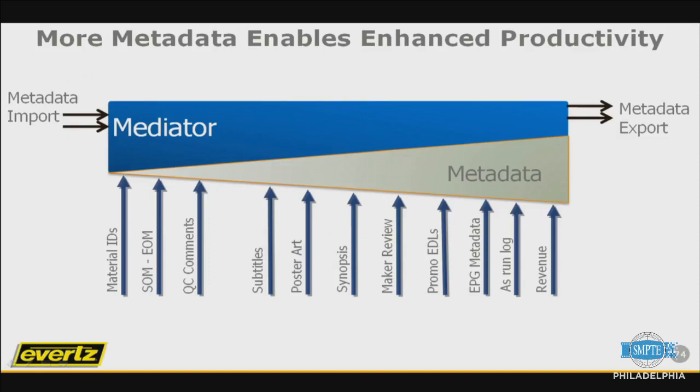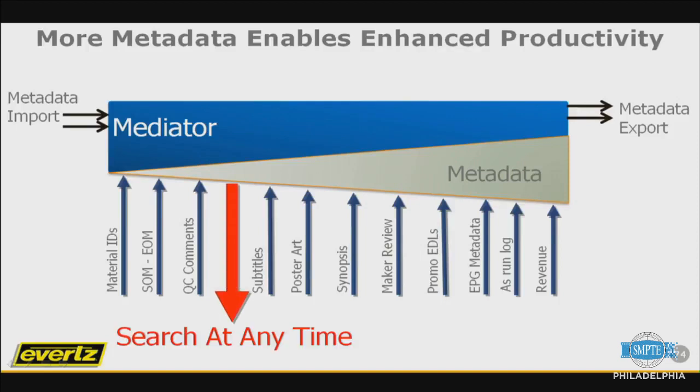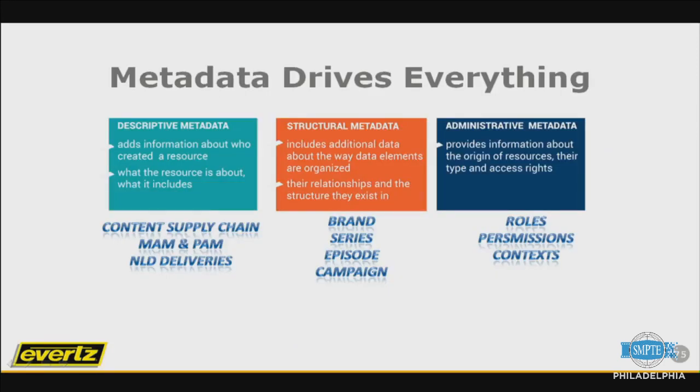Metadata becomes a key factor in productivity. In each step of the process, you add metadata to the content. It might have come in with metadata. You keep that as well. You keep adding to the metadata, and that metadata becomes searchable. Different kinds of metadata, descriptive metadata. This is the subjective stuff that says, you know, what the episode is about, the synopsis, the who's in it, that kind of thing. There's structural metadata.